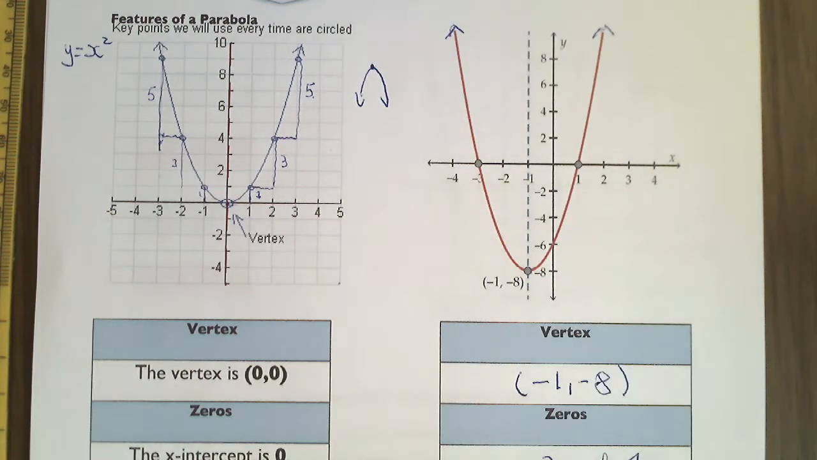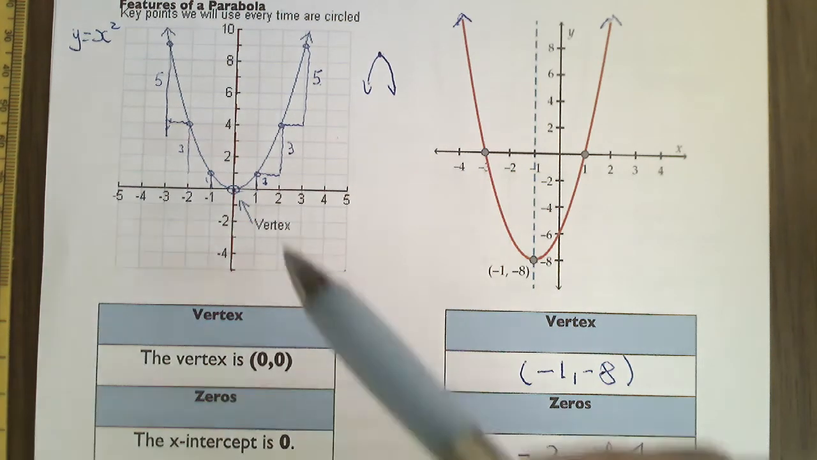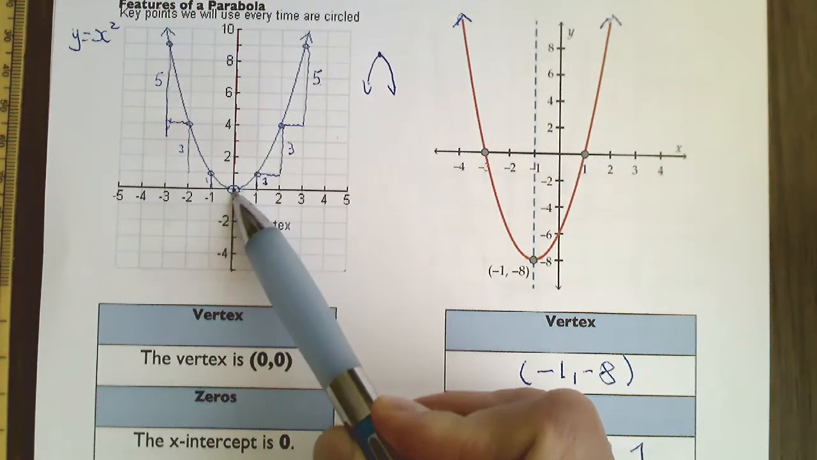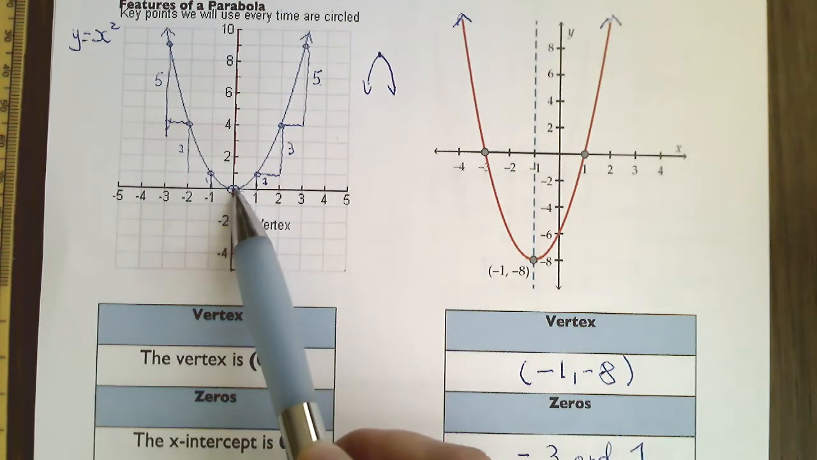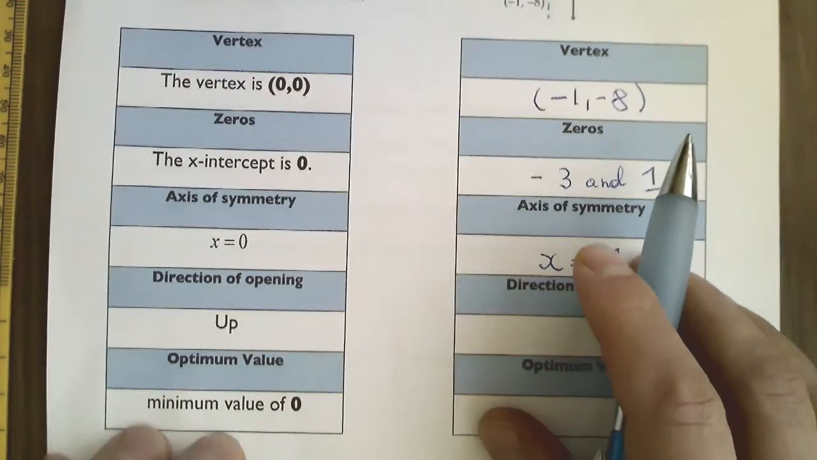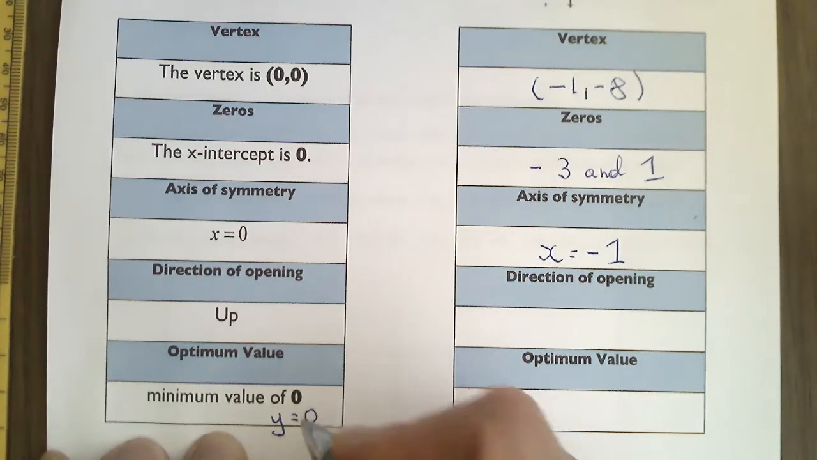Okay, so another thing to discuss is something called optimum value. That could be maximum or could be minimum. So the maximum y value of a parabola that opens down, or a minimum y value of a parabola that opens up. This parabola opens up, therefore it will have a minimum value, the lowest y value, and over here the lowest y value is 0. So we will say minimum value of 0, or y is equal to 0.